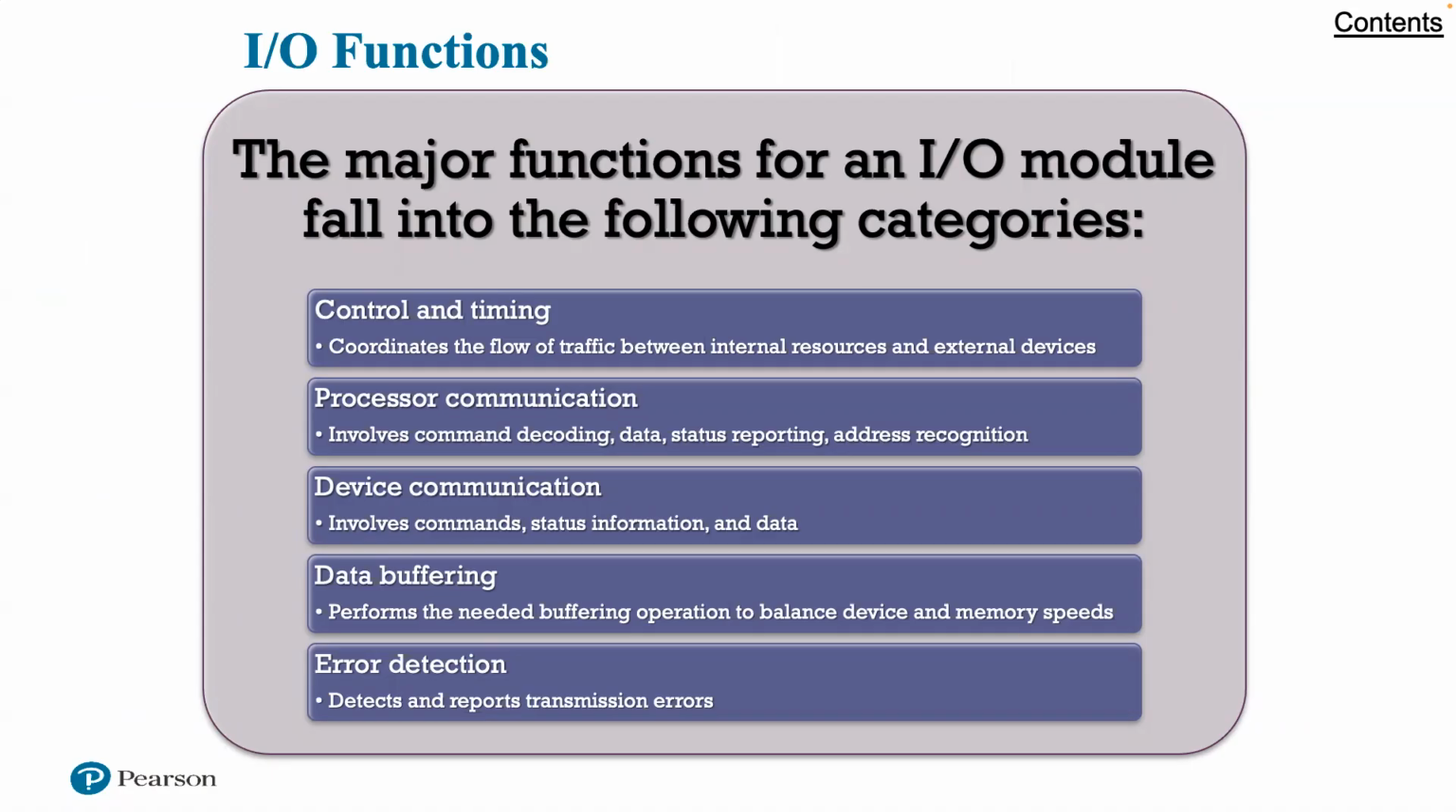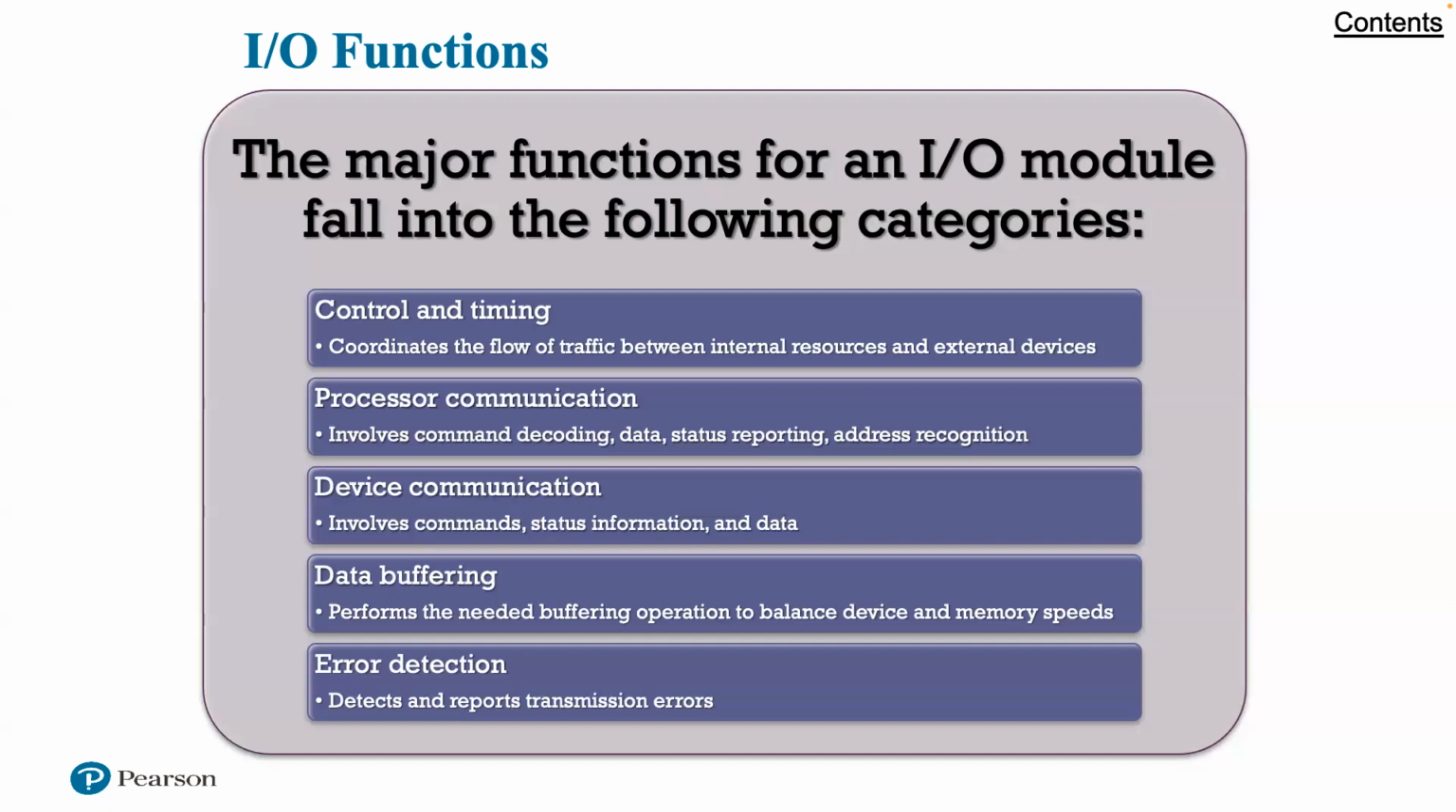So let's talk about the I/O functions. The major functions or requirements for an I/O module fall into the following categories: control and timing, which coordinates the flow of traffic between the internal resources and external resources; processor communication, which involves command decoding, data, status reporting, and address recognition; device communication, which involves commands, status information, and data; data buffering, which performs the needed buffering operations to balance device and memory speed; and error detection, which reports transmission errors.